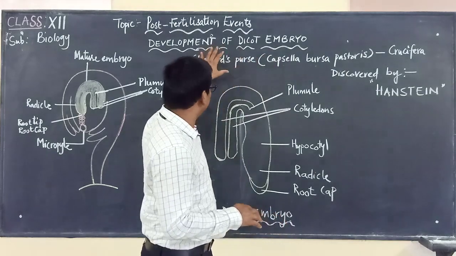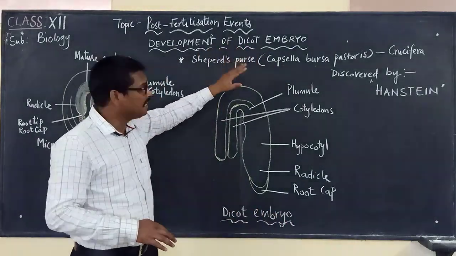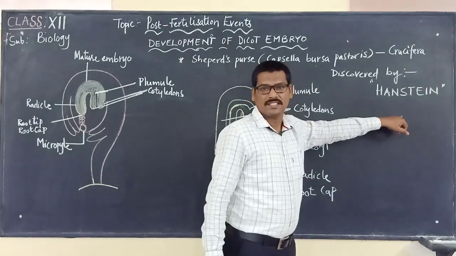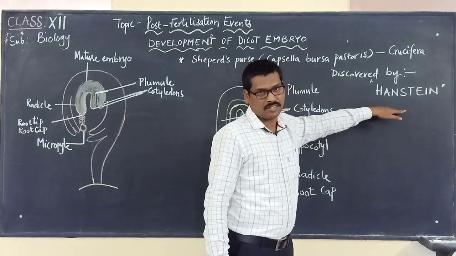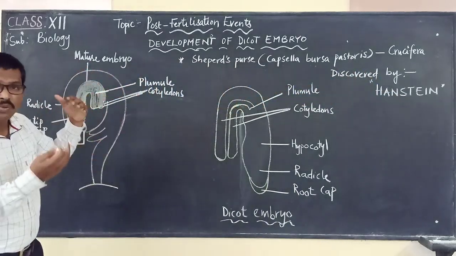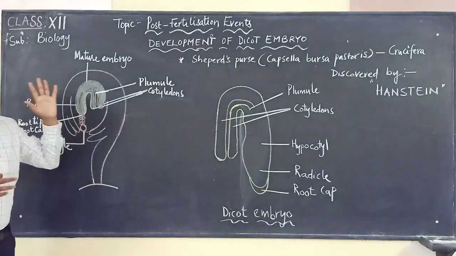And this development of the dicot embryo in Capsella was discovered by the scientist known as Hanstein. He is the one who discovered how the embryo develops in dicots.